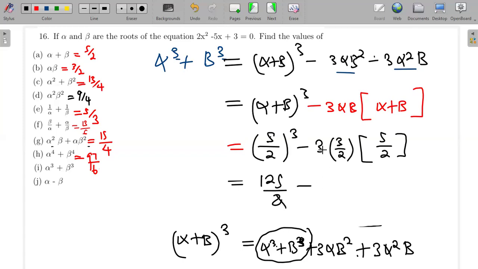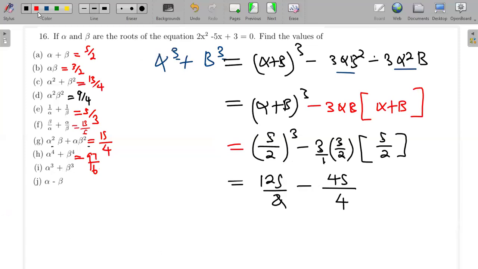Okay, and then I have minus, so this will be 3 multiplied by 3 multiplied by 5. I get 45 divided by, this 3 is the same as 3 over 1, so this is 1 multiplied by 2 multiplied by 2, that is going to give me 4. Okay, so the common denominator there will be 8. So this will be 8 into 8, 1, multiplied by the 125, minus 4 into 8, that will be 2. So 2 multiplied by the 45, that will be 90.